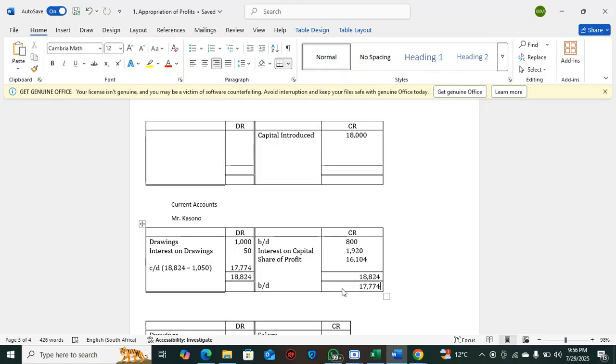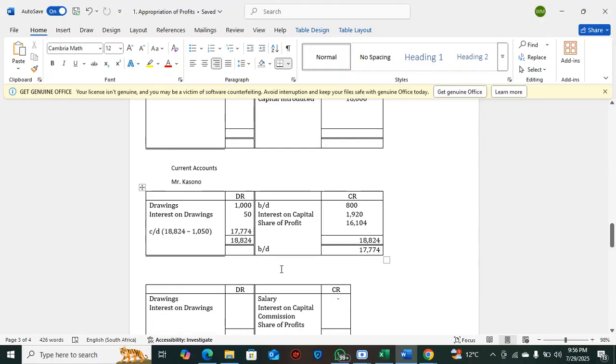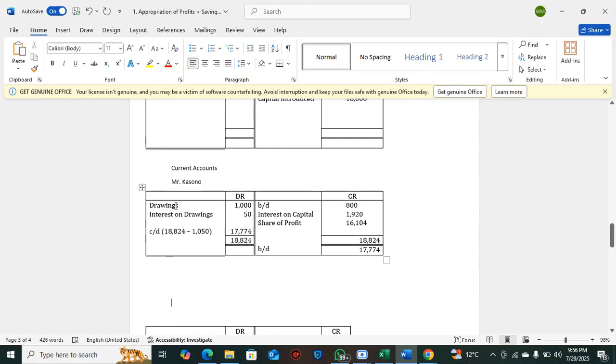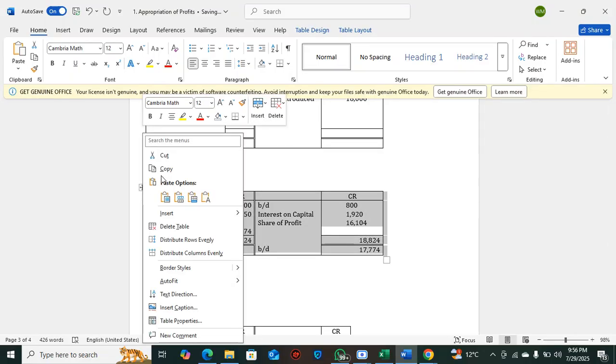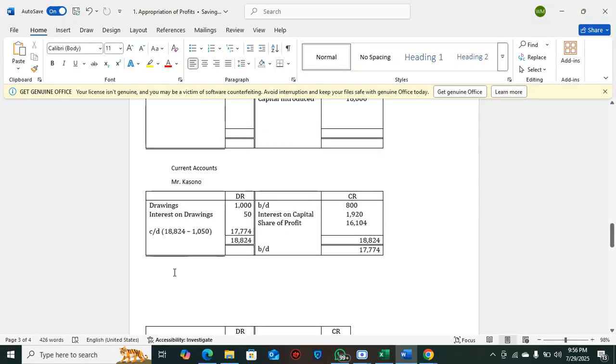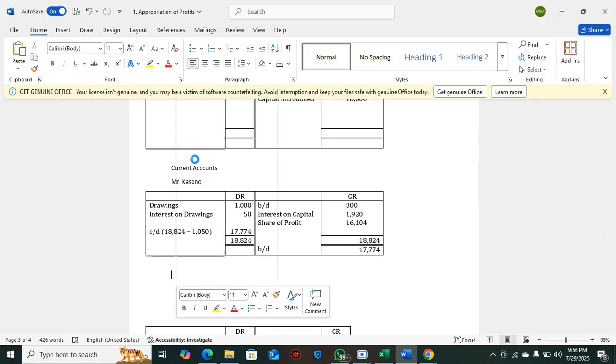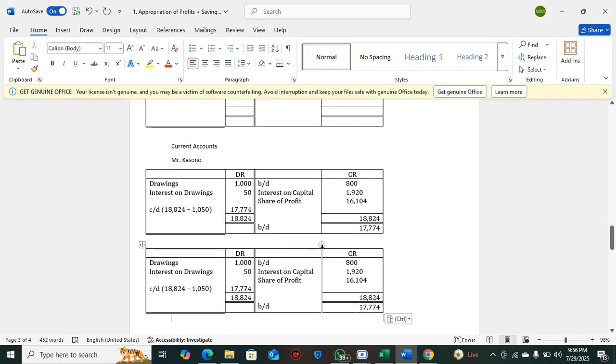Yes, for Mr. Kasono's current account, we're not fully done with the question. We just got Mr. Emmanuel's, then we're done. Were you expecting formulae? In accounts, it's mostly just addition, subtraction, division. There are very few formulae.